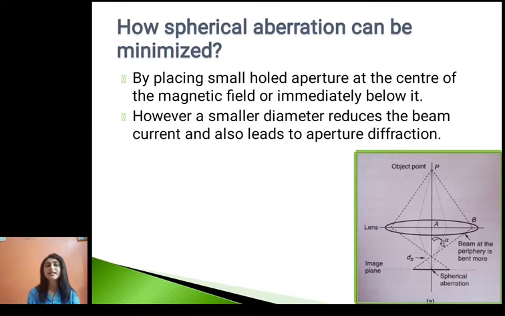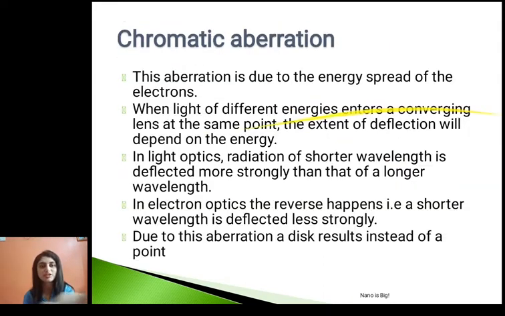Now, how can we reduce or minimize this spherical aberration? By placing a small hole aperture at the center of the magnetic field or immediately below it, you can reduce spherical aberration. However, a smaller diameter reduces the beam current and also leads to aperture diffraction. Aperture diffraction is also one more kind of aberration, so that is also a problem. So you cannot reduce spherical aberration to a great extent because that will cause aperture diffraction.